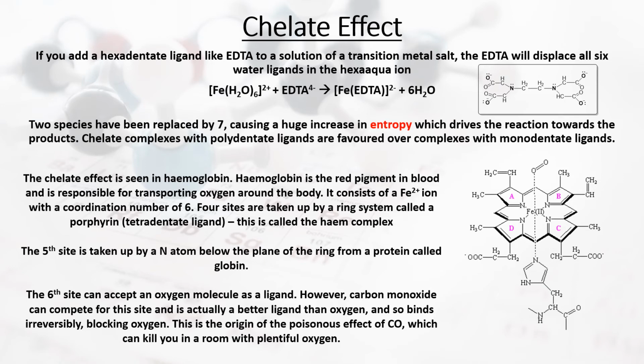And we've kicked off every single water molecule, so 6H2O. Now if you look at simply the number of species on either side, we've started off with 2 species and we've ended up with 7. And this causes a huge increase in entropy, a huge increase in the randomness and the disorder of our chemical system. Now, if you're not happy with entropy, go back to my video on the thermodynamics topic, and there's a video to do with entropy. But essentially, we have more molecules on the right-hand side than on the left-hand side, so we've increased entropy. An increase in entropy is massively favourable. And so this is why this reaction is driven towards the products.